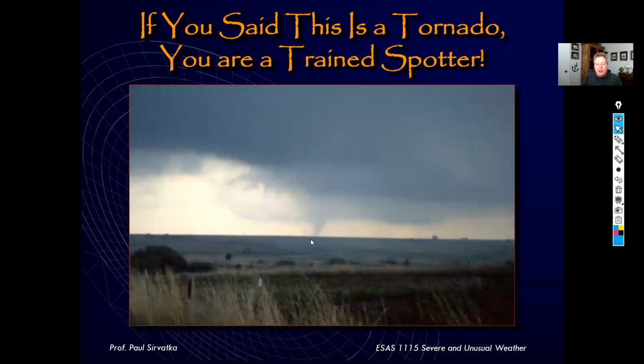If you said this is a tornado, you're a trained spotter. So you guys right now are really excellent trained spotters. And most spotter training is about an hour and a half, maybe 2 hours of teaching at a quick seminar. Think about how many hours we've spent on understanding thunderstorms. So you're really high-level advanced training by taking this course. So you should be proud of that.